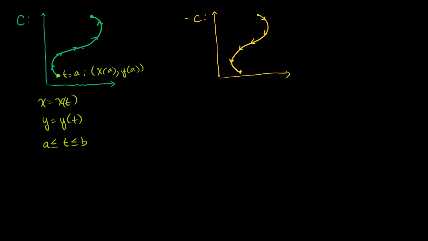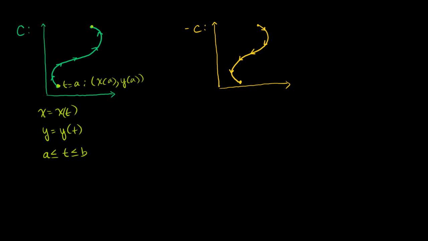And then when t is equal to b up here, this is really just a review of what we've seen before, or really just a review of parametrization. When t is equal to b up here, this is the point x of b, y of b. Nothing new there.